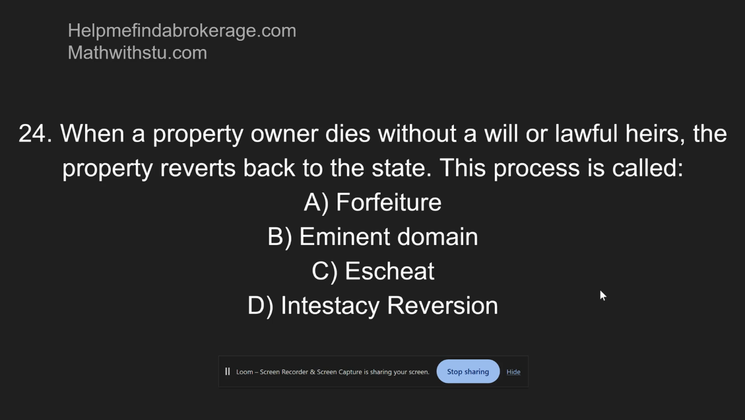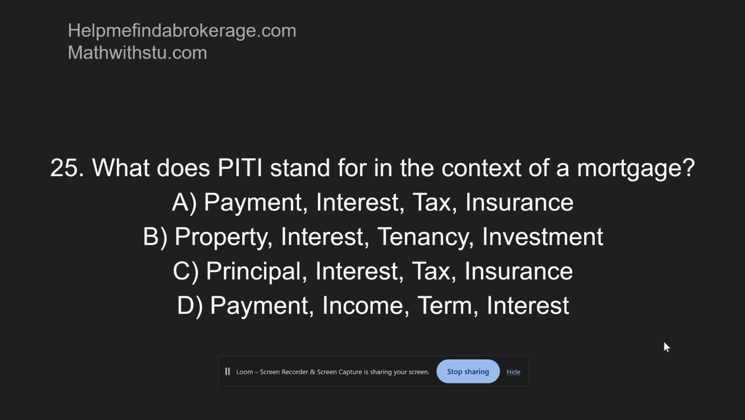So this one is going to be escheat. When a property owner dies without a will, without lawful heirs, okay, and it's going to go back to the state, that is escheat. Okay, plain and simple. That's it. So let's do our last one.